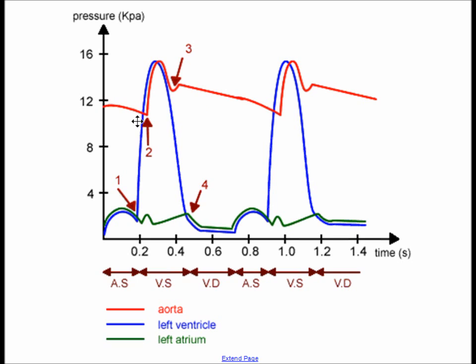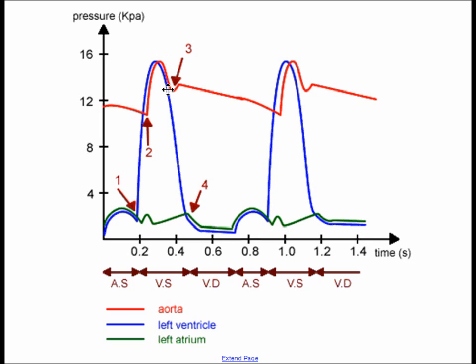Okay, so here at point 2, the pressure in the ventricle is now higher than the pressure in the aorta. That's going to mean that the valve between the ventricle and the aorta, the semilunar valve, is going to open, and blood is going to flow from the ventricle into the aorta. At the same time, ventricular systole is happening, so the walls of the ventricles are contracting, and so the pressure is going to continue to rise for a little bit, as will the pressure in the aorta.